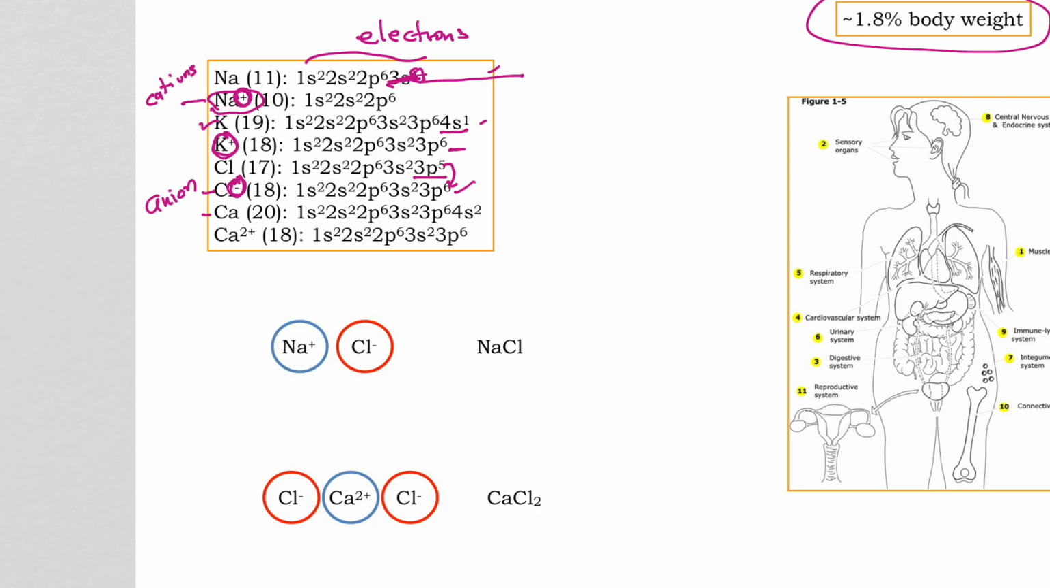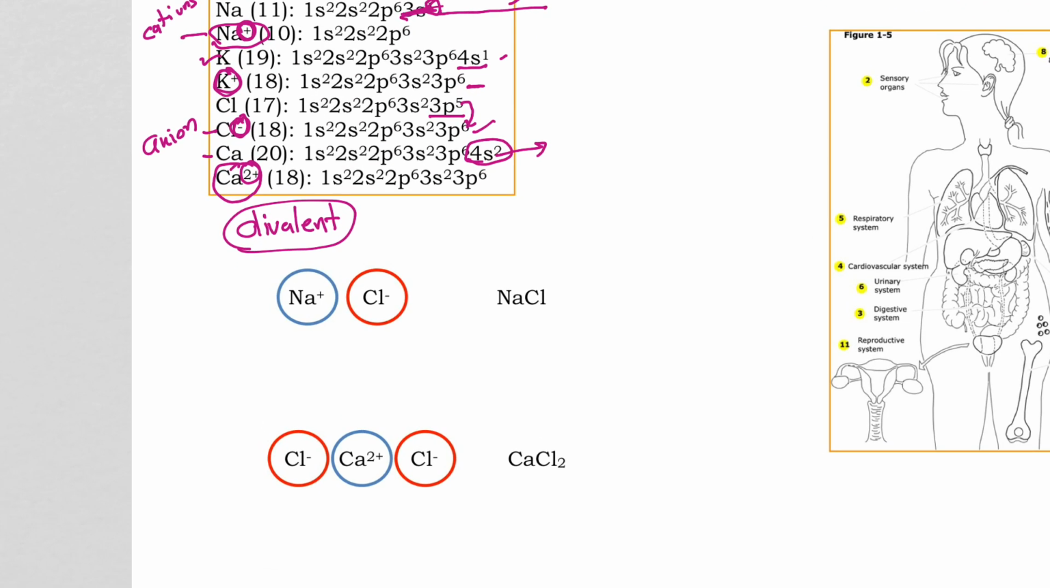Calcium has this 4s2. So when a calcium ion or calcium cation forms, these two electrons are given away, so that it loses 2 electrons. So calcium will have a charge of +2. The calcium ion is divalent, and that's a very important property of calcium with respect to its biological or physiological properties.